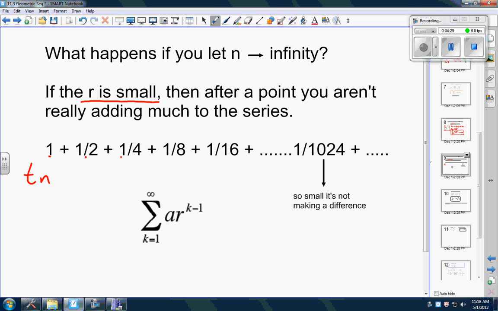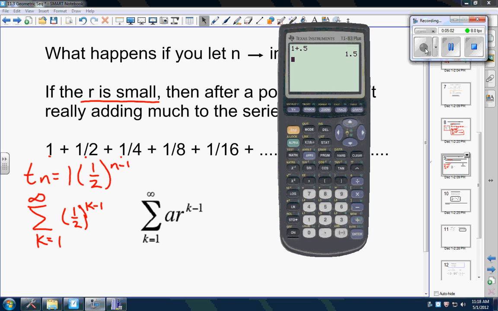If you wanted an equation for it, clearly we're cutting this in half every time, raised to the n minus 1. There's your formula. So we're trying to sum this up from 1 to infinity of 1/2 to the k minus 1. Okay, so what would happen to this? You go to your calculator and you start adding these up.